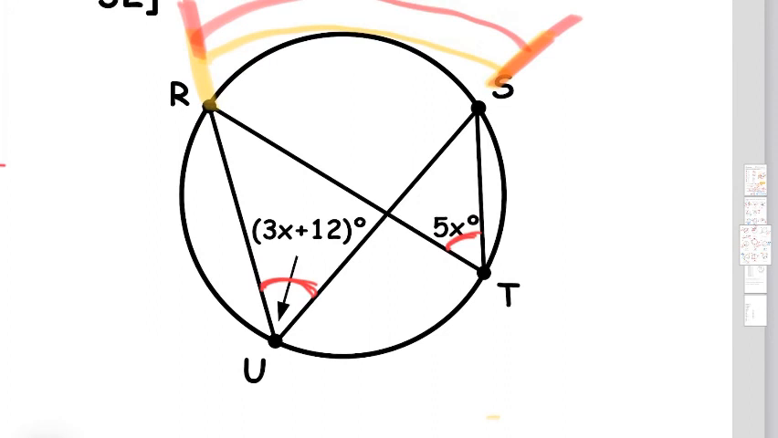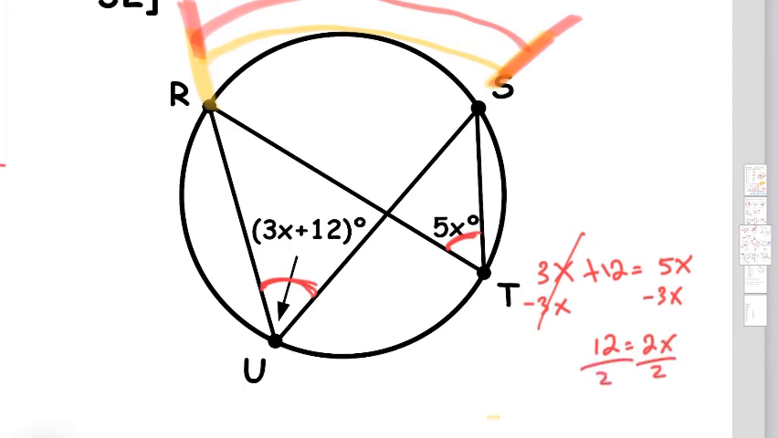And so if we know they're congruent to each other, we set up our equation 3x plus 12 equals 5x, and we're going to solve for x. So subtract 3x on both sides, divide by 2, and we get x to be 6.